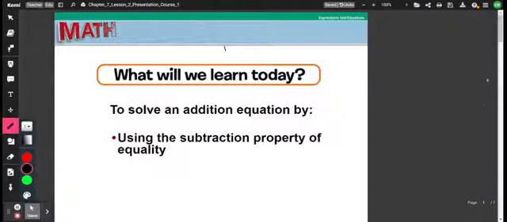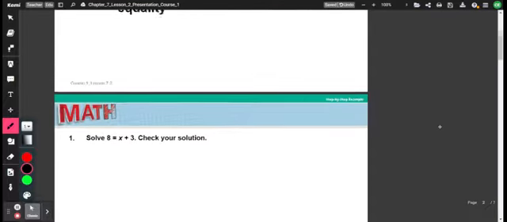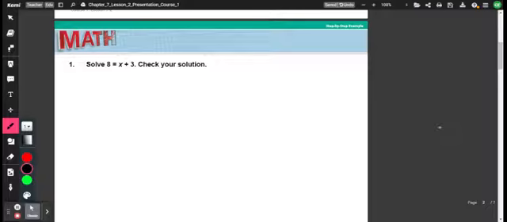We are on lesson 2 of chapter 7. What we're going to be learning today is using the subtraction property of equality. When we are subtracting, we want to make sure that each side has an equal amount.